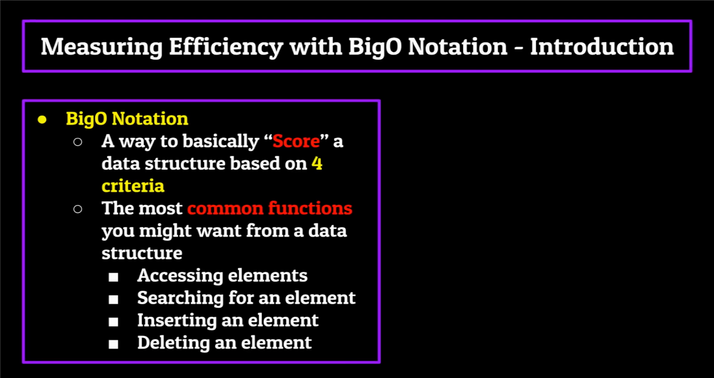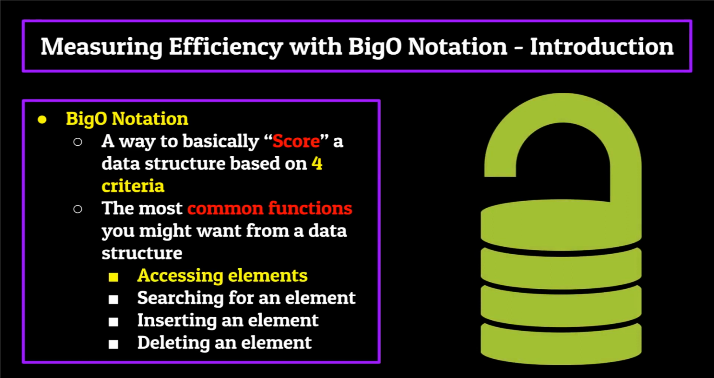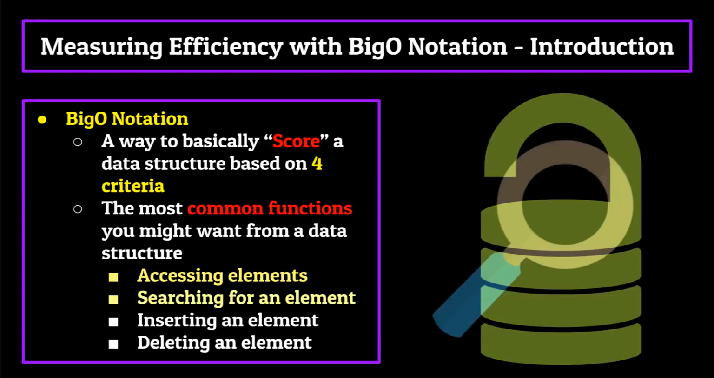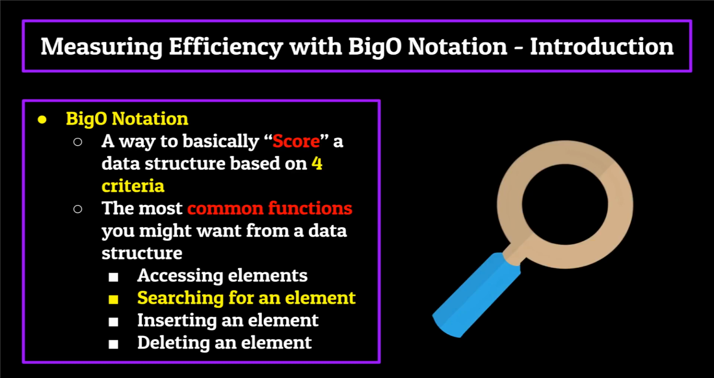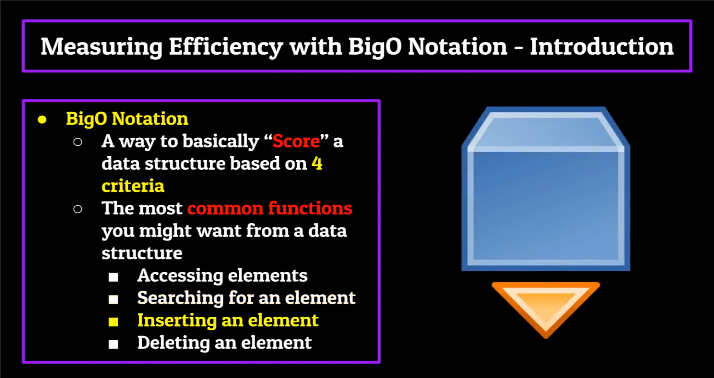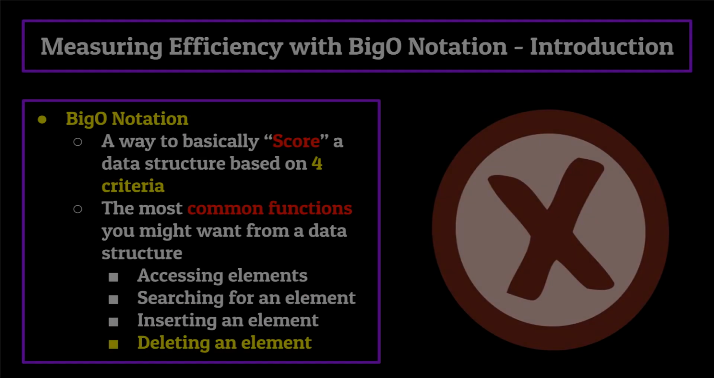So because there are so many different ways to store information, like we talked about in the previous segment, programmers have developed this idea of BigO notation as a way to basically score a data structure based on a few different criteria. This criteria can change based on who you ask, but for the purposes of this video, we will be using 4 criteria representing the most common functions you might want from a data structure. The ability to access a specific element within the data structure, search for a particular element within the data structure, insert an element into the data structure, and remove an element from the data structure.